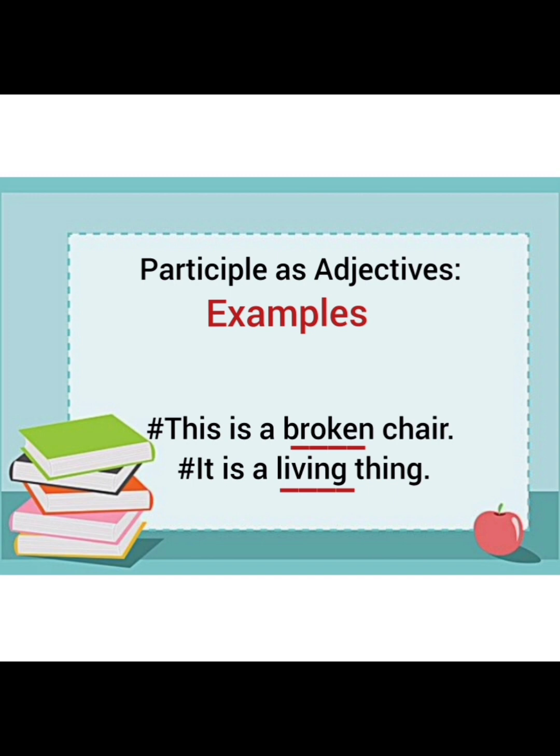It is a living thing. Now if you remove this word living from here, the sentence will be it is a thing, and it's correct. Now if you have used living, it is a living thing. Living is a present participle and it is used as an adjective to modify the noun thing.